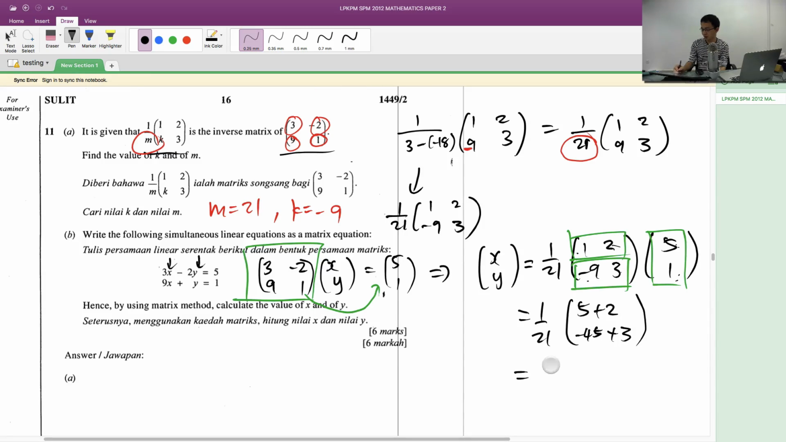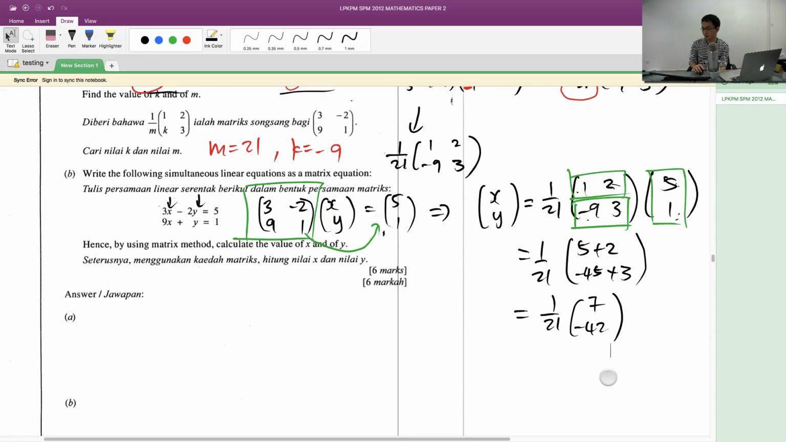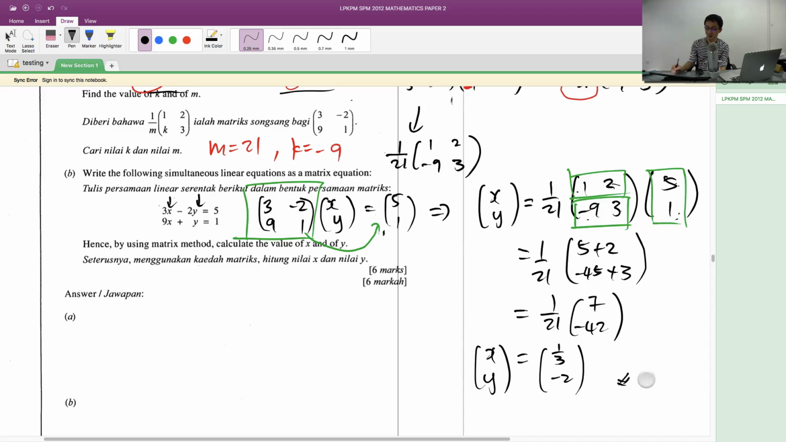So this one is 1 over 21. This is 7. This is negative 42. If I multiply the 21 into it, I should get 1 over 3, negative 2. So this is x and y. If you want to be more complete, you just say x equals 1 over 3 and y equals negative 2. But I think the last sentence is unnecessary, because if you stop over here, the examiner already can understand that. But if you want to do that, you are always welcome.